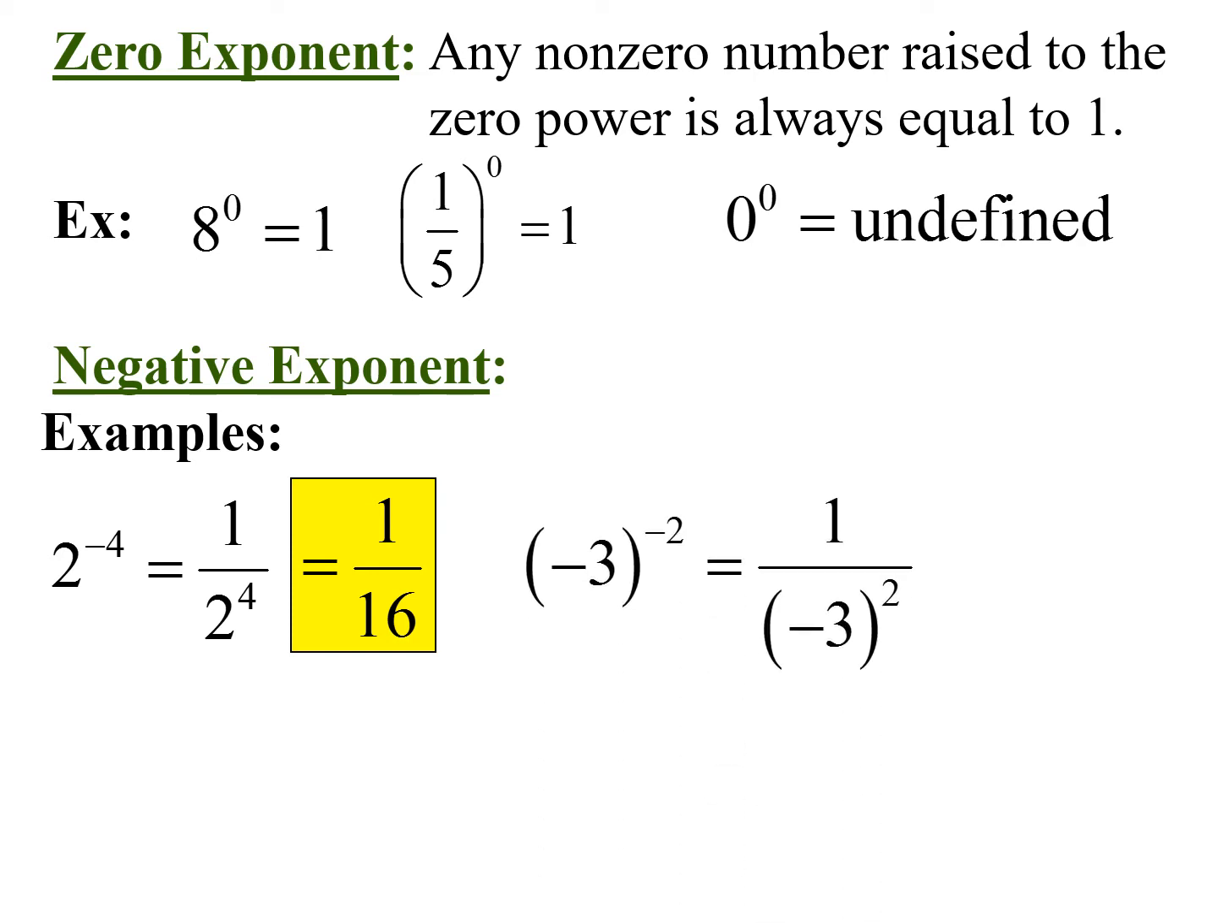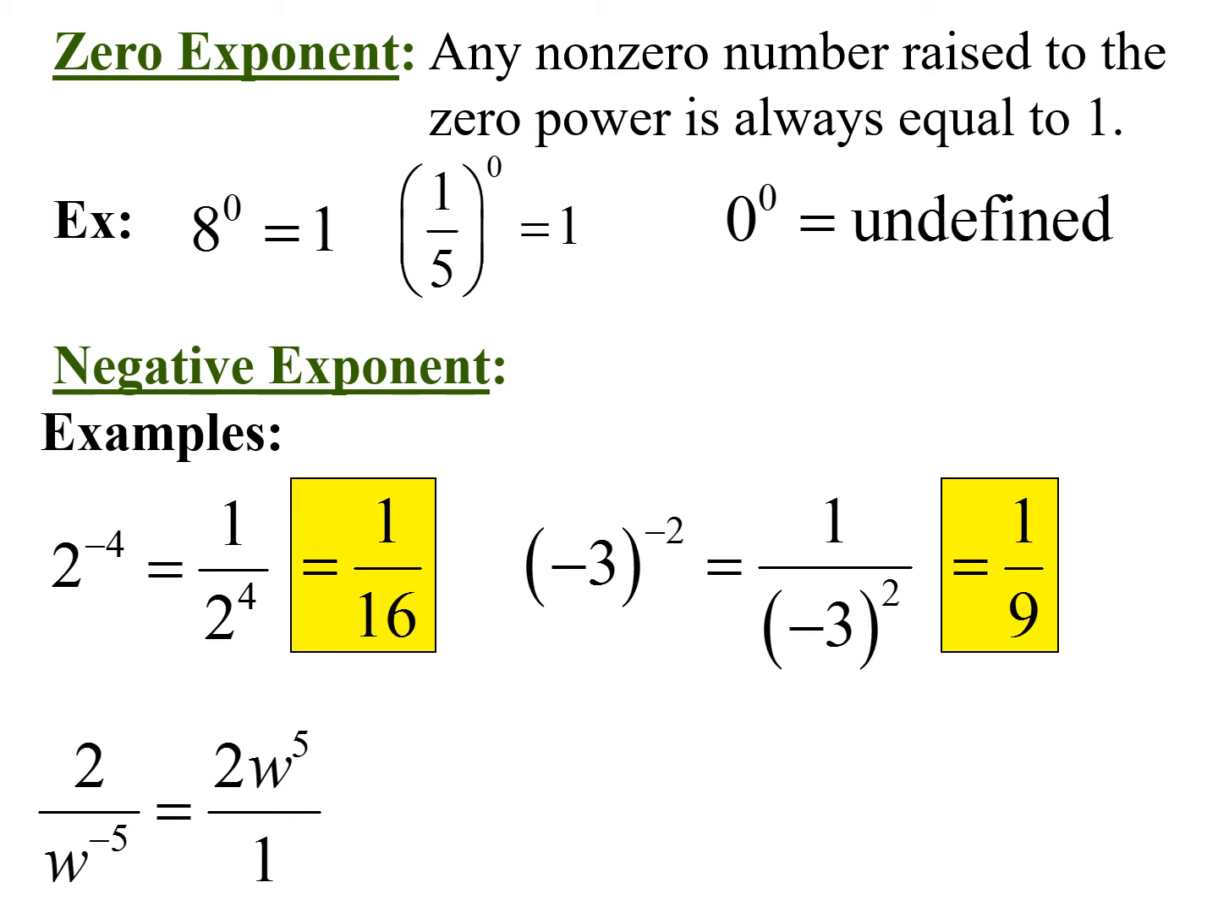If we have negative 3 to the negative 2 power, I want to make that into the denominator. So we have 1 over negative 3 to the 2nd power. Negative 3 to the 2nd power, here we see the negative sign inside of the parentheses. So the negative is included in the base, which means we have negative 3 times negative 3, which gets us to positive 9. So we get 1 over 9.